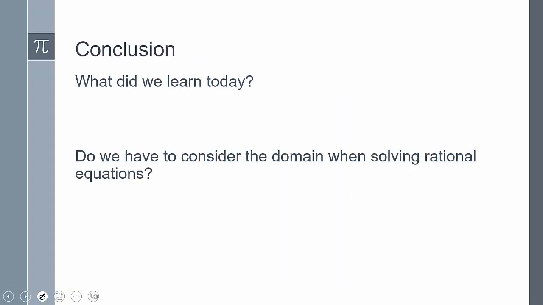So what did we learn today? We learned how to solve rational equations. It should be kind of a review because we did talk about it a little bit, but the emphasis here is the domain. Remember, when we find our solutions, we can't violate the domain, so therefore we just make sure that we don't divide by zeros. And so do we have to consider the domain when solving a rational equation? The answer is yes. Because if your answer, if you plug it back in, goes against the domain, that's your extraneous solution.